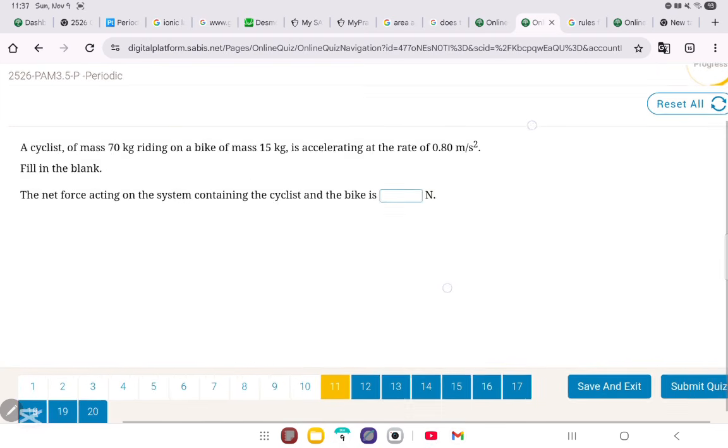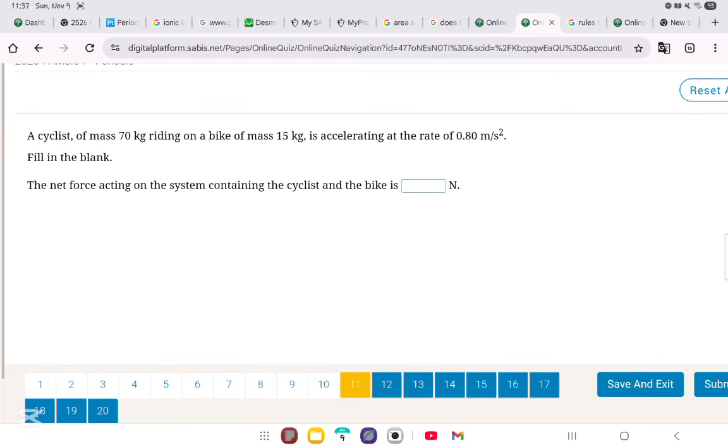Now we move on to question number 11. A cyclist of mass 70 kg riding on a bike of mass 15 kg is accelerating at the rate of this. So let's draw the free body diagram. They said to take it as one system. So you take it as one system, both the cyclist and the bike.